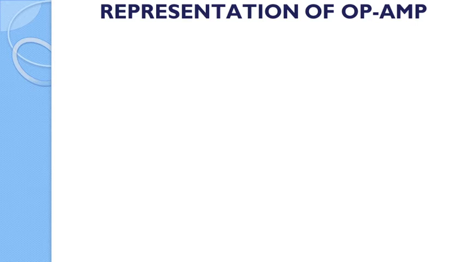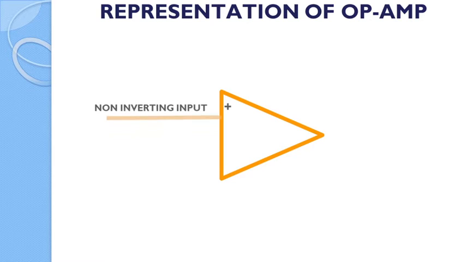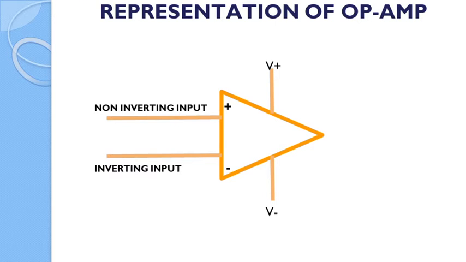Next, we will discuss the representation of an operational amplifier. An op-amp is usually represented as a triangle with at least 5 pins. Among them, 2 are input terminals. One is the non-inverting input terminal, which is denoted by a plus sign, and another is the inverting input terminal, which is denoted by a negative sign. Two biasing terminals are there, one is V plus and another is V minus. And we have one output terminal. So this is a basic representation of an operational amplifier.